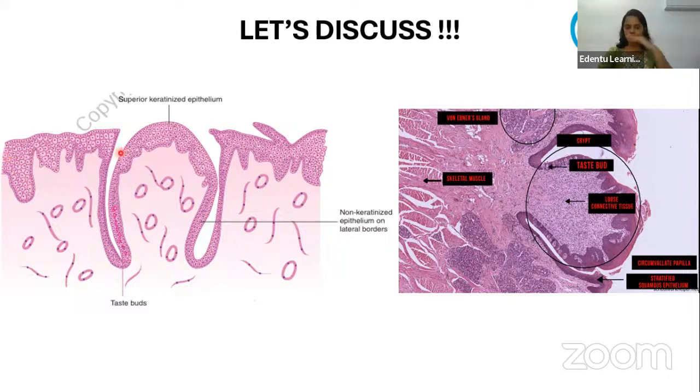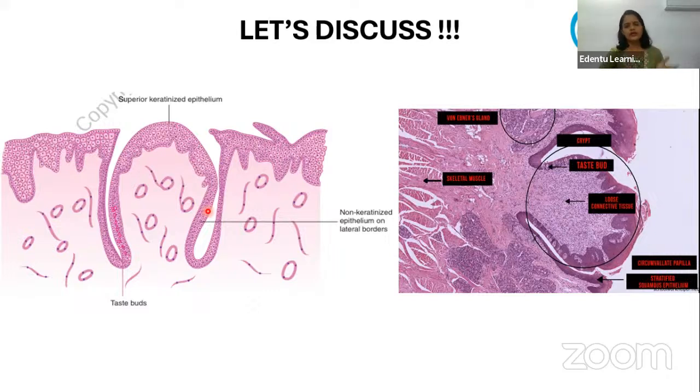The topmost layer will be keratinized, whereas the crypts, these invaginations, will usually be non-keratinized. So it is like a mixture of both epitheliums. You can see both the keratinized epithelium and the non-keratinized epithelium within this one papilla itself. That is one of the main characteristic features of the circumvallate papillae.